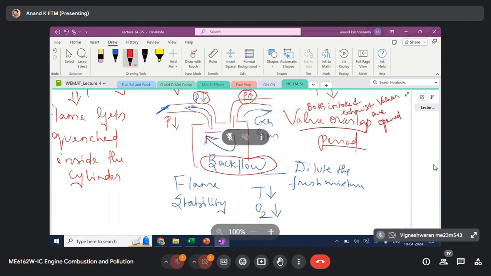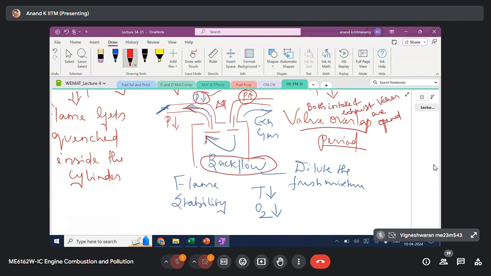Since both the valves are in the open condition, and you have a gradient available, the flow of exhaust gas into the intake manifold is going to take place. The problem with this backflow is more severe at low load condition, because at low load you will have a considerably lower pressure in the intake system. I think we have already discussed this.